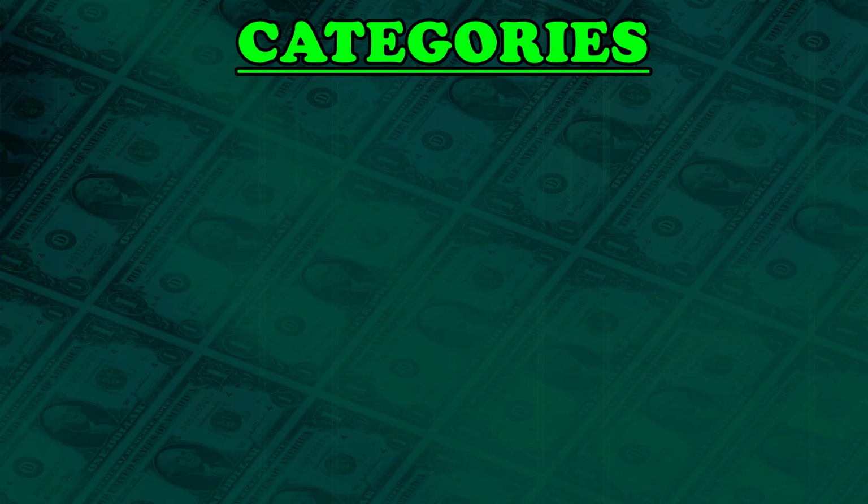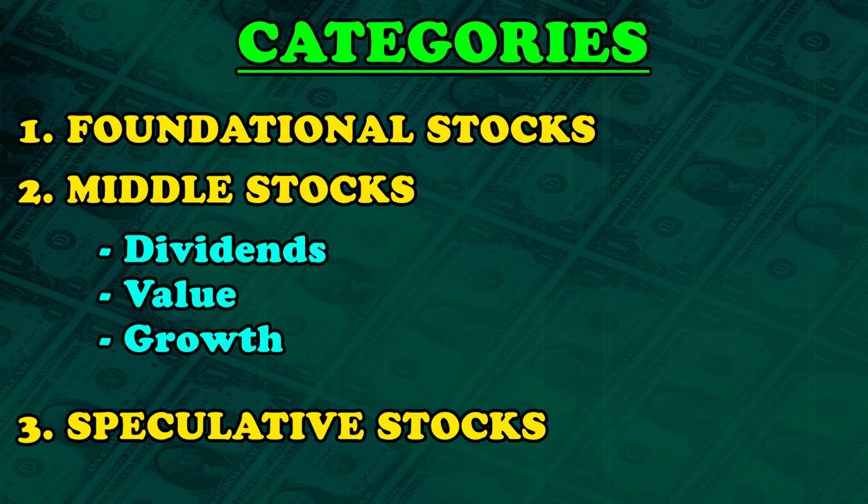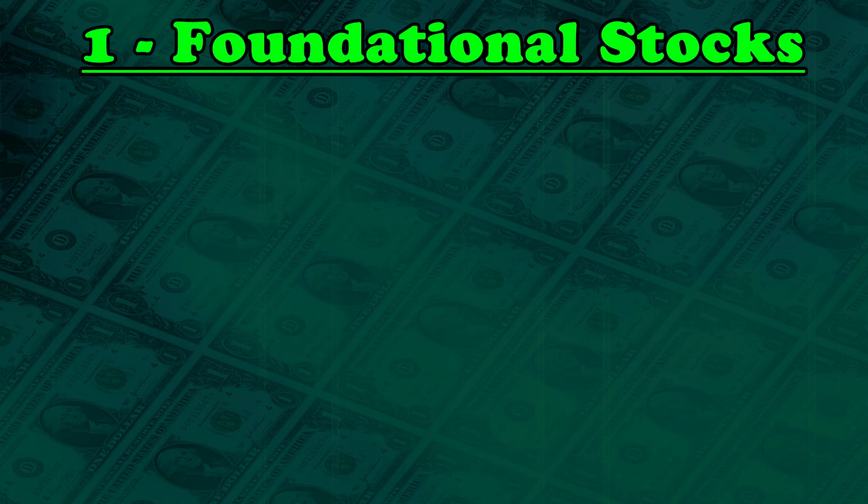Okay, now to keep things simple, we'll break up our portfolio into three primary sections, those being foundational stocks, middle stocks, and spec stocks. But for middle stocks, we're actually going to break that down a little bit further into three subcategories that will include stocks focused primarily on dividends, overall value, and overall growth. And I'll break down what each of those means and how to pick those stocks in just a second. But let's go ahead and start now with primary category number one, which is foundational stocks.